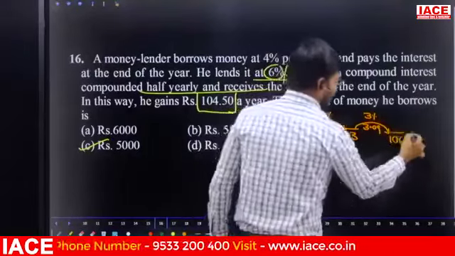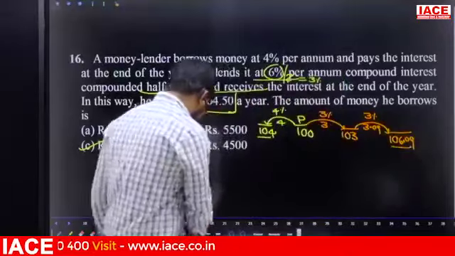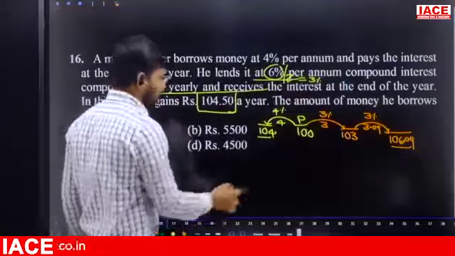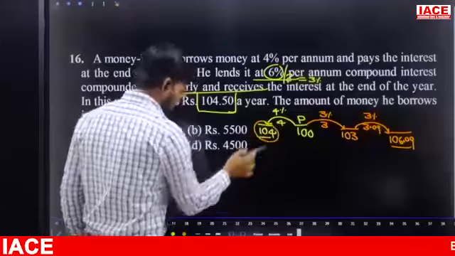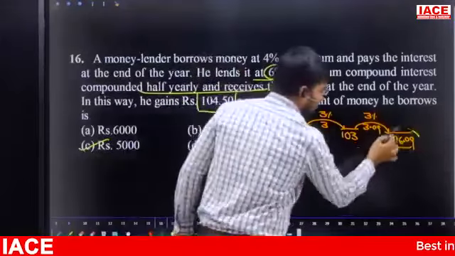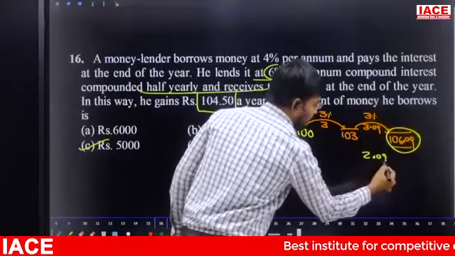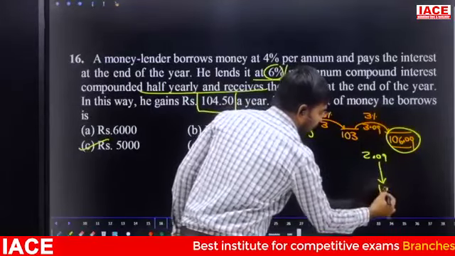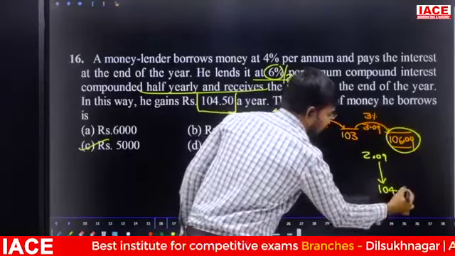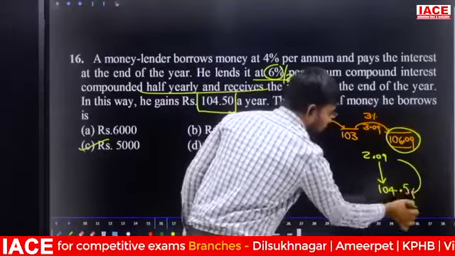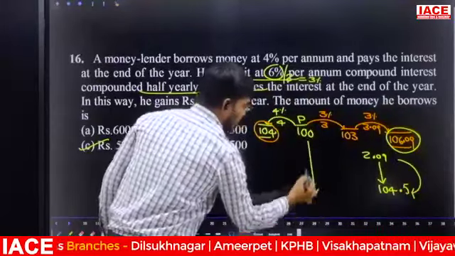So my profit is what? If you observe carefully, here I need to pay 104, but here I am getting 106.09. And my profit is 2.09. But according to our problem, my profit is 104.50. So how many times does it go?